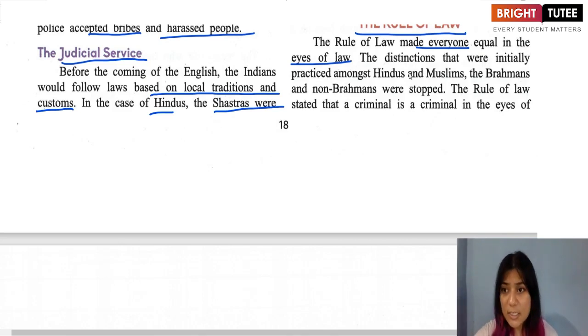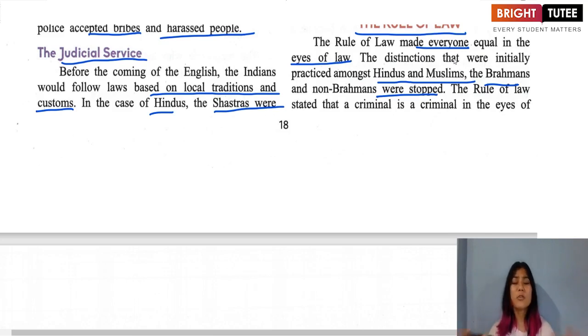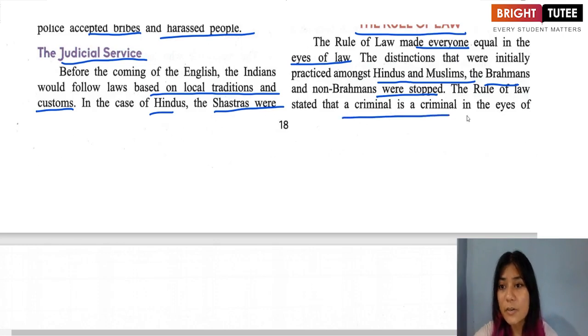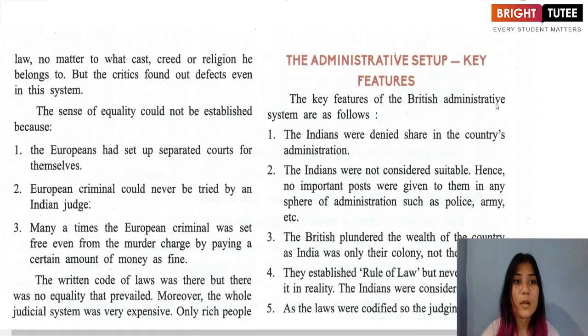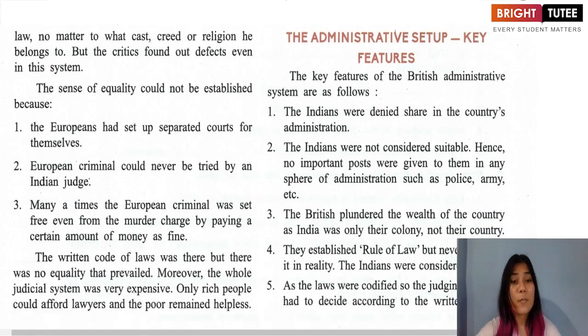Okay? The distinctions that were initially practiced amongst Hindus, Muslims, the Brahmins, non-Brahmins, these were stopped. So earlier, Hindus, Muslims were treated differently because they were Hindus and Muslims, Brahmins, non-Brahmins, Christians, Buddhists. All these distinctions came to be stopped, okay, because now everyone was equal before the law. The rule of law stated that a criminal is a criminal in the eyes of law, no matter what caste, creed or religion he belongs to.